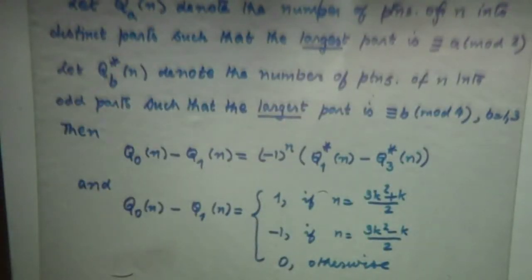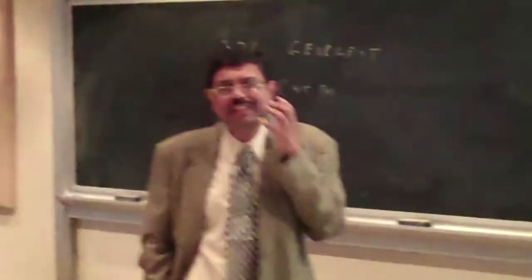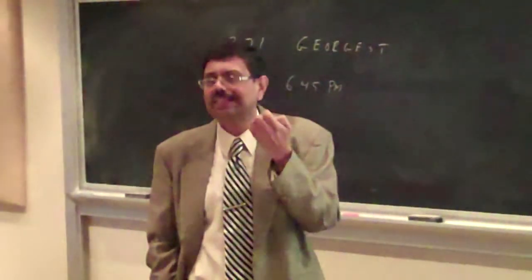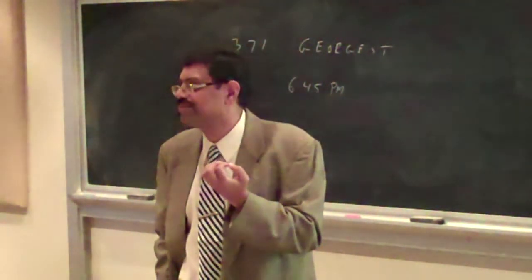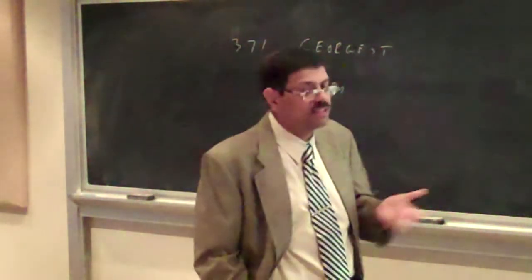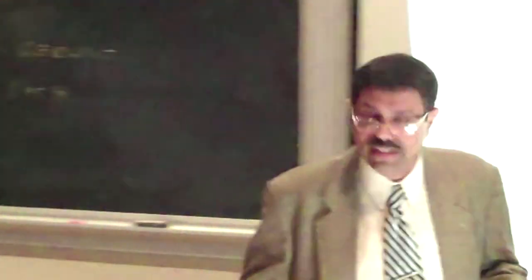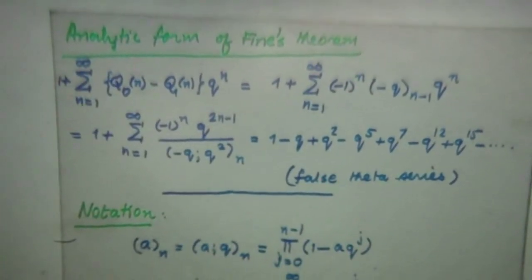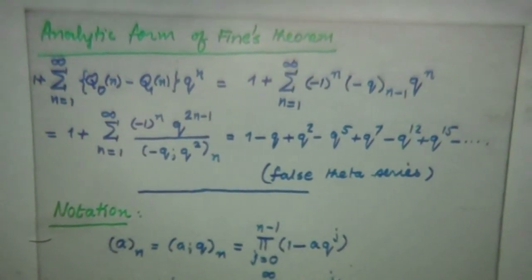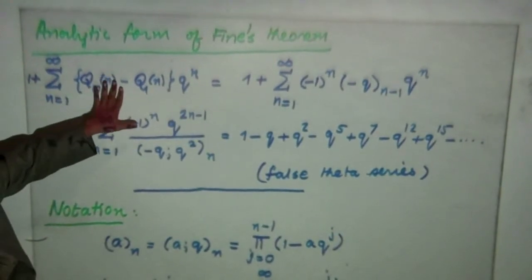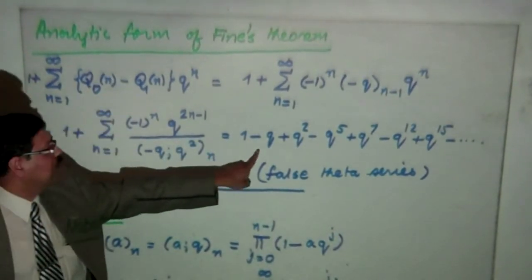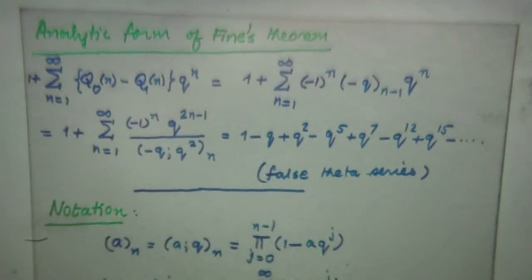The only point here is, if one puts emphasis on theta series, the signs here are wrong. So you're not getting an actual theta series. You're going to get what is called a false theta series. Okay? So let me just talk about the analytic form of Fine's theorem. The analytic form of Fine's theorem is given here. And so here is what you get, your false theta series. You get your pentagonal numbers, but the signs are all mixed up.